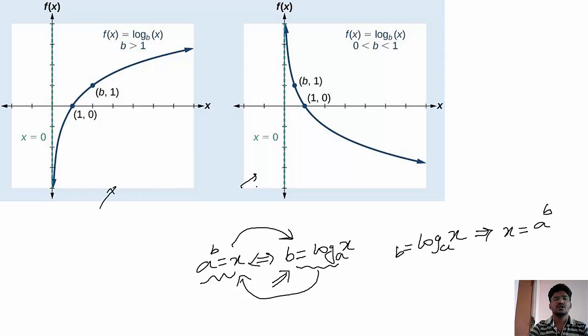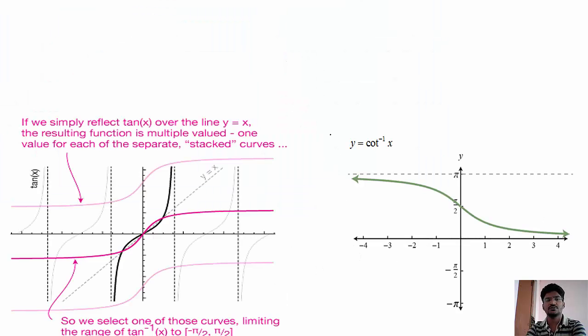So these two are the natures of the graphs. You have to understand that whenever base is greater than 1, the nature will be like this. Whenever base is in between 0 to 1, the nature of the graph will be of the second kind.